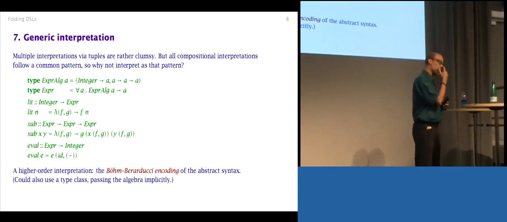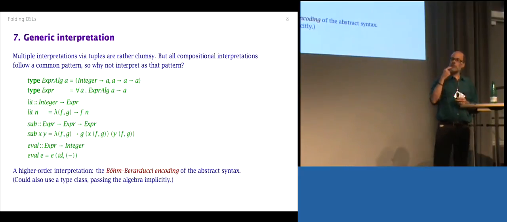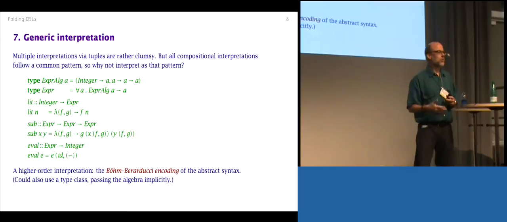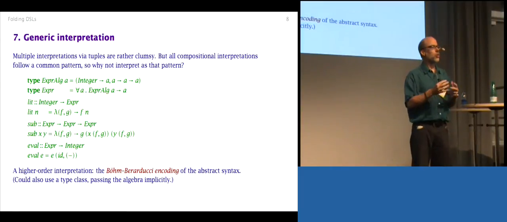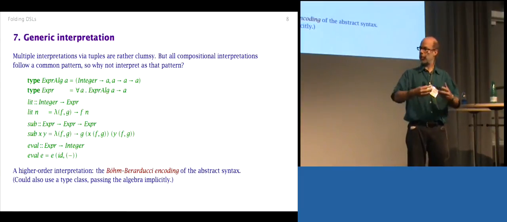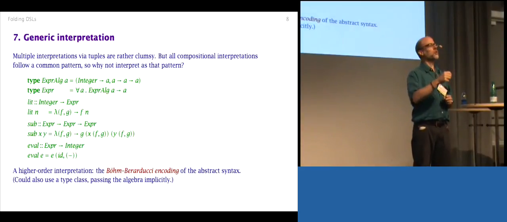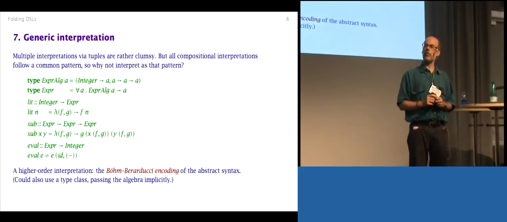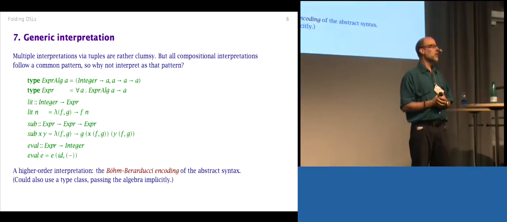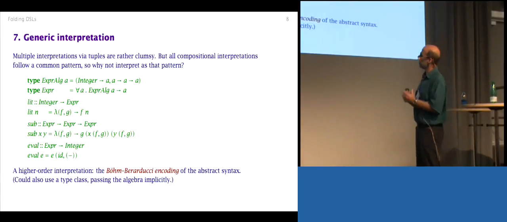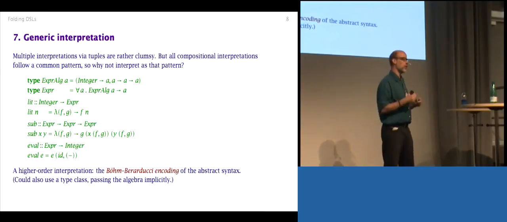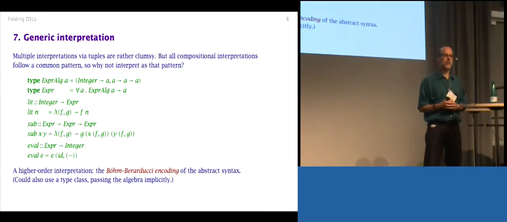What about shallow embeddings? Well, I've just shown to you, convinced you, I hope, that all shallow embeddings have something in common. They're all folds. So why don't I just interpret once as what they all have in common, which I can then specialize in various different ways to get the various interpretations that I want. What they all have in common is fold-like things, so let's interpret them as fold-like things.